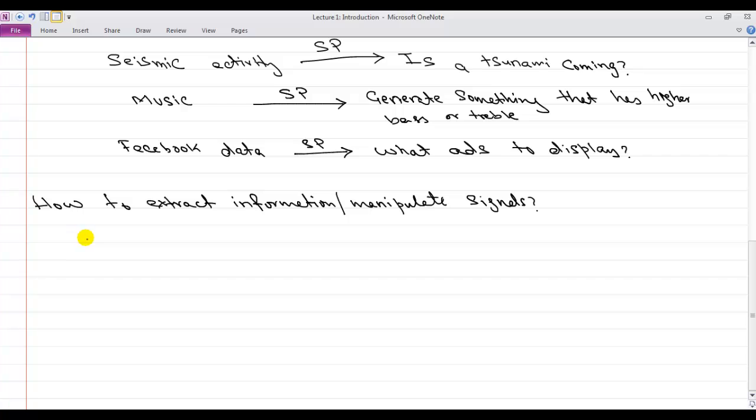Okay, and what signal processing does is it provides you a collection of tools. So this is very much application dependent. And signal processing is going to provide you a large collection of tools. Each one will be suitable for certain tasks. And that is essentially what we will do. We'll keep on learning about new tools.